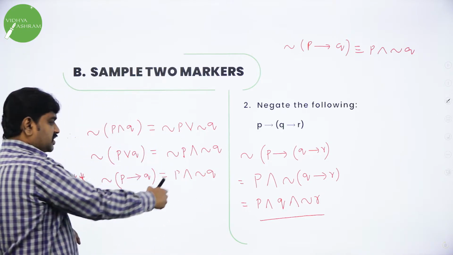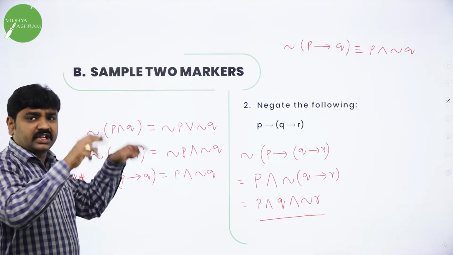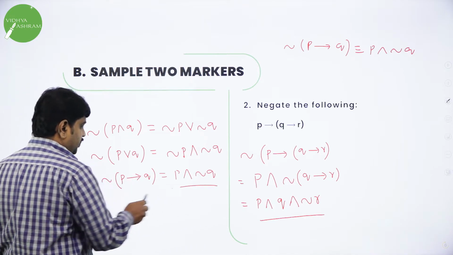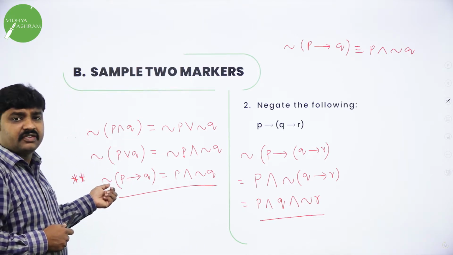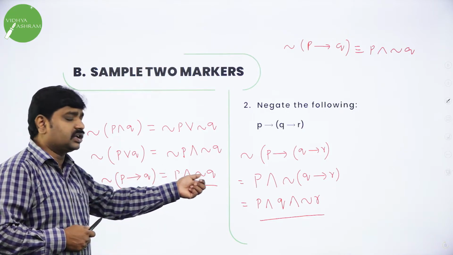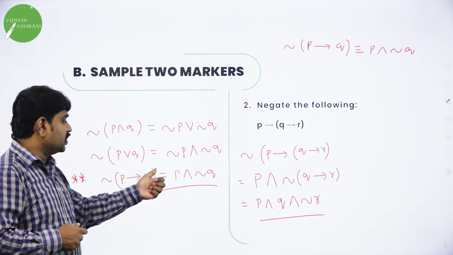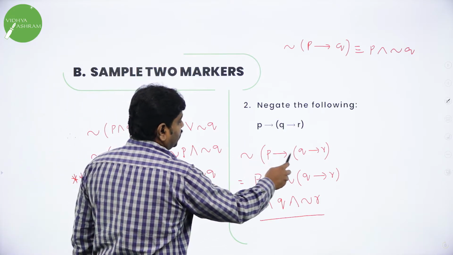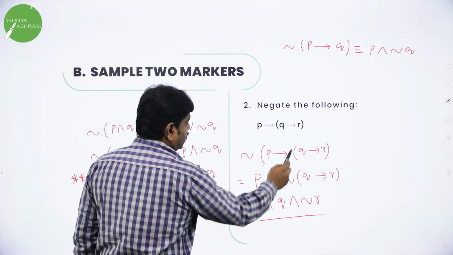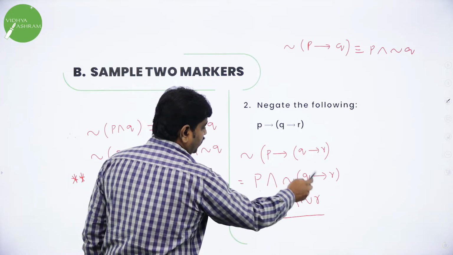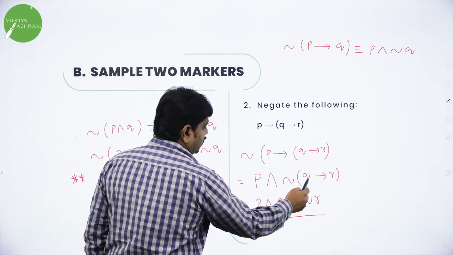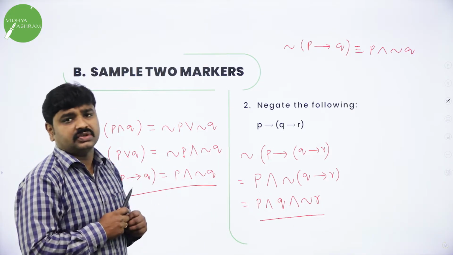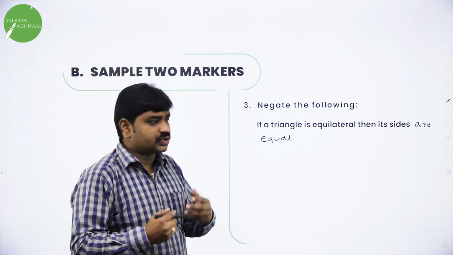These three statements can be proved by truth table. But remember this third statement. What is the third statement? Negation of P implies Q is P and not Q. Again, if you want to negate this, negation of Q implies R is Q and not R. I hope all of you understood this. Okay, now we'll go to the next question.